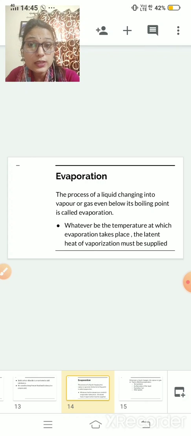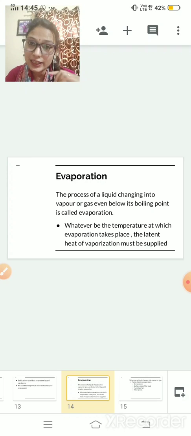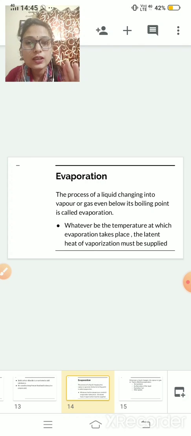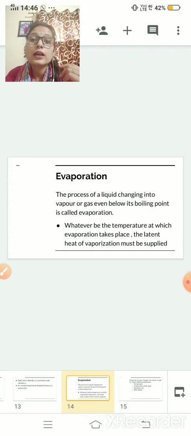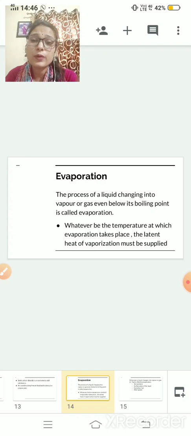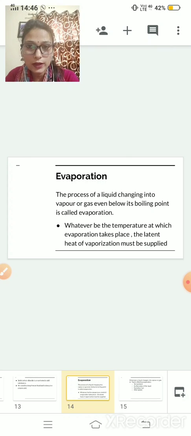Vaporization is a process in which a liquid reaches its boiling point and then converts into gas. But evaporation is a process in which a liquid converts into gas before it reaches the boiling point. This process is known as evaporation.